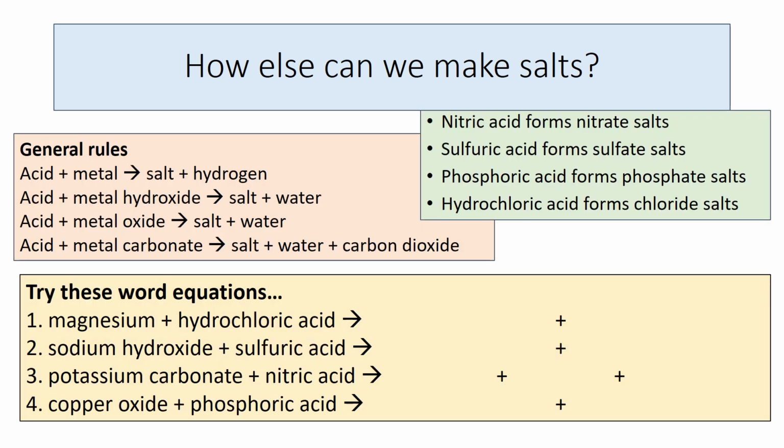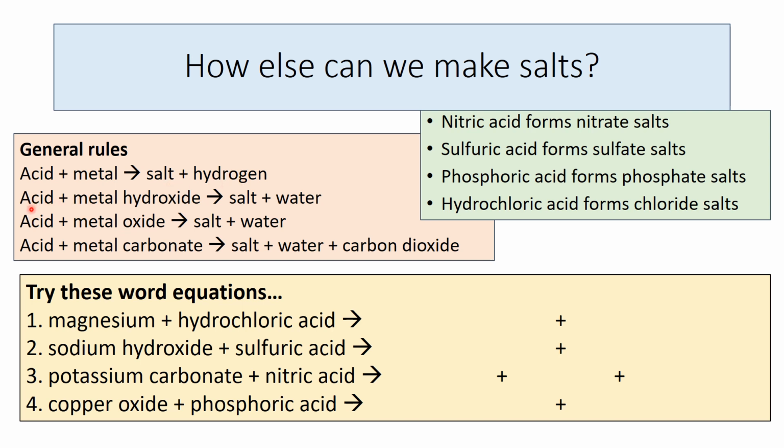Okay, Year 10. Last time we looked at how else we can make various different salts, and we looked at various different general rules to make different salts. So the first equation that we looked at way back when, several lessons ago, was acid plus metal makes a salt and hydrogen. This is not a reaction involving a base, but acids in general react with reactive enough metals to form a salt and hydrogen.